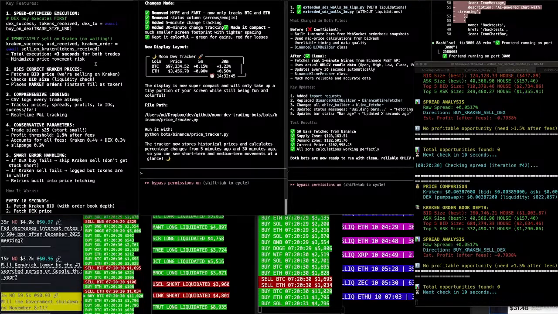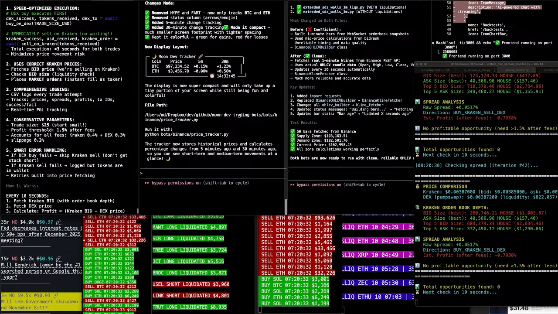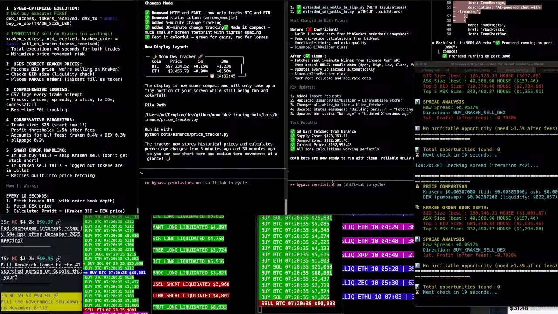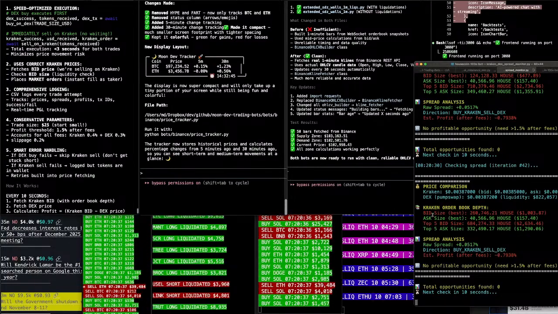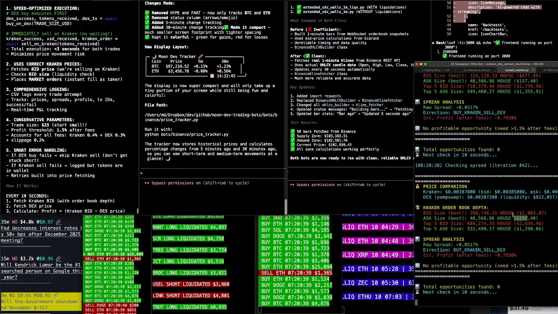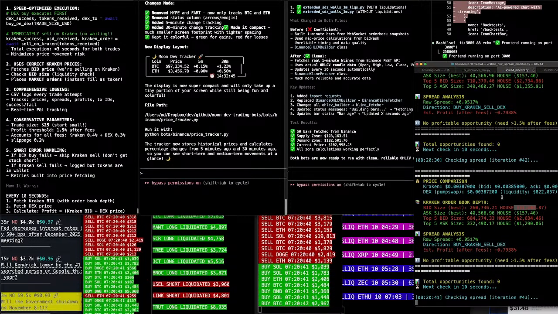Okay, it uses correct Kraken prices, fetches the bid, checks the bid ask. Oh, by the way, did I restart this? Yes. You can see the bid ask size now. Beautiful. So now we can see what's actually on the books that we can take.